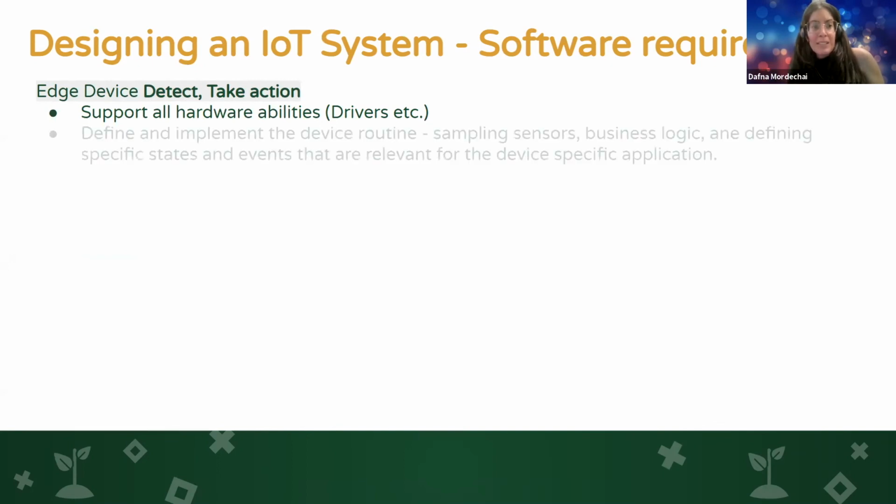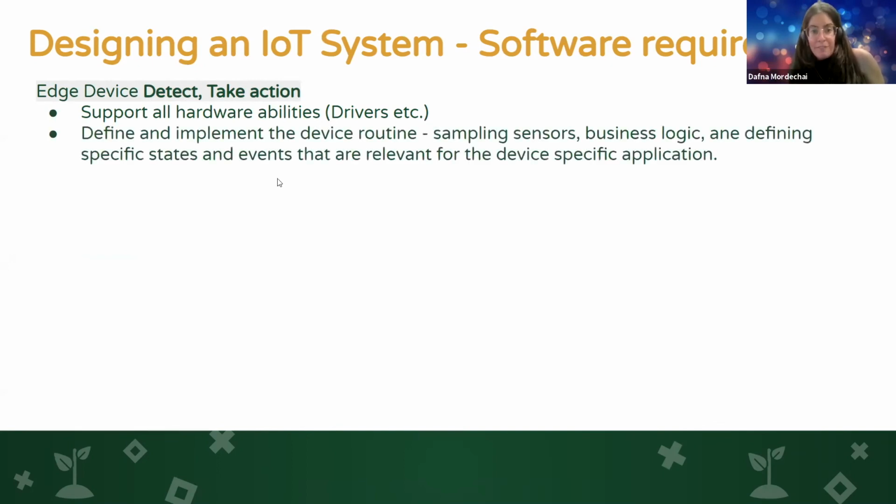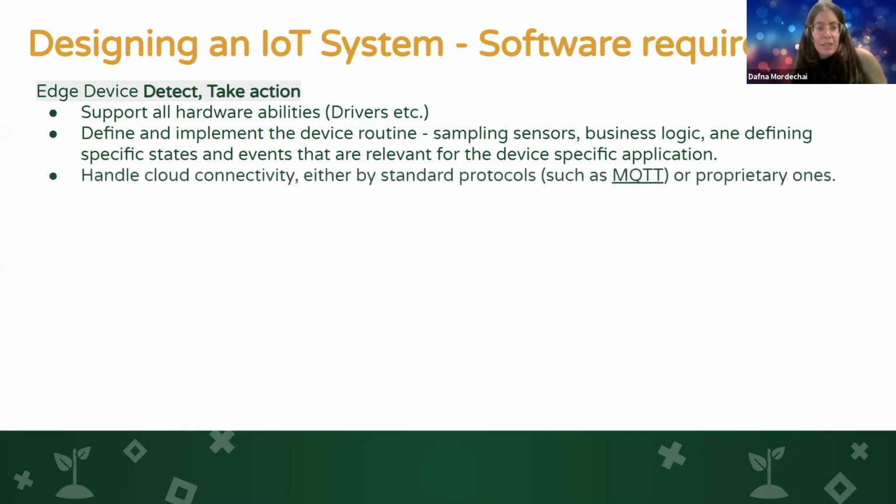So the most basic thing, as we just talked about, is you define some device and you need to support all the hardware abilities, like drivers, and do a sanity check to see that what you actually have on the hardware is supported by software. And then you need to define and implement the device routine: what will it detect, and how often? If something happens, do we define it as an important event? What information does it store? Does it need to calculate something? What is the actual business logic of your specific device? And also to handle cloud connectivity.